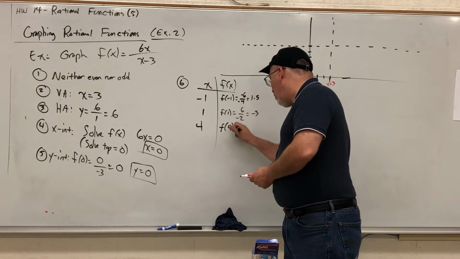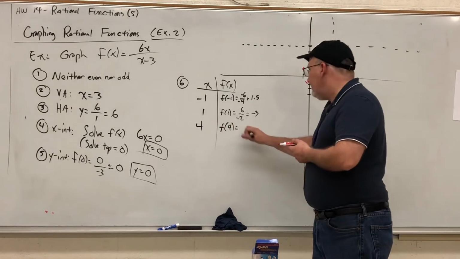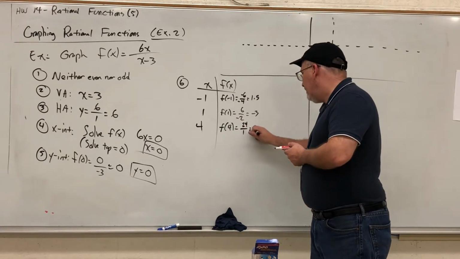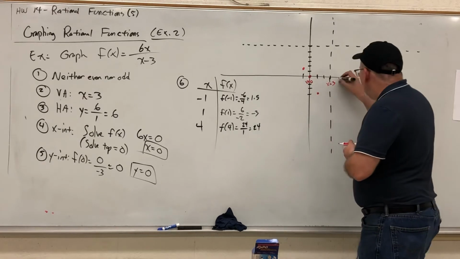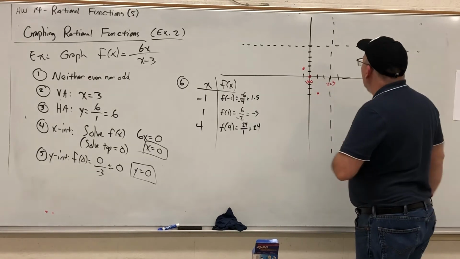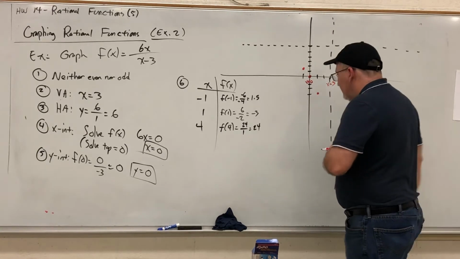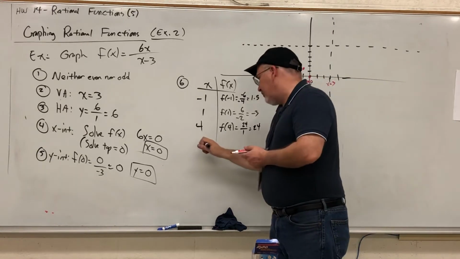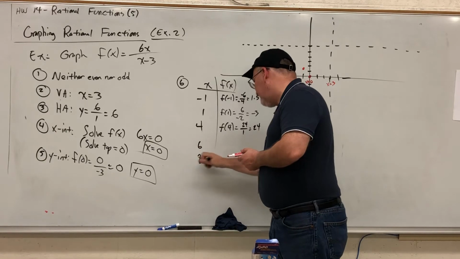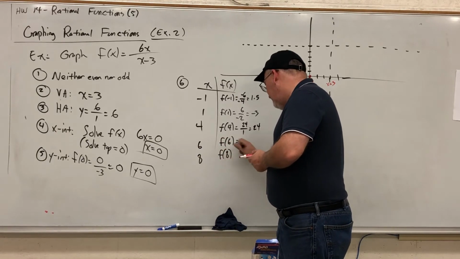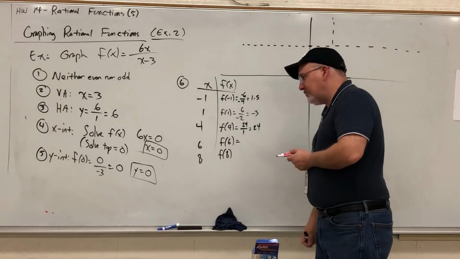If we plug in 4, we will get 24 on the top. It's kind of a big number. 1 on the bottom. Oh, goody. Over 4 is up 24. I don't have enough room for that. But I know there's a dot way up there. Let's get a little bit more evidence to the right of 3. Let's put in 6 and let's put in 8. Why 6 and 8? Why not? I could have used 5 and 6 or 5 and 7.